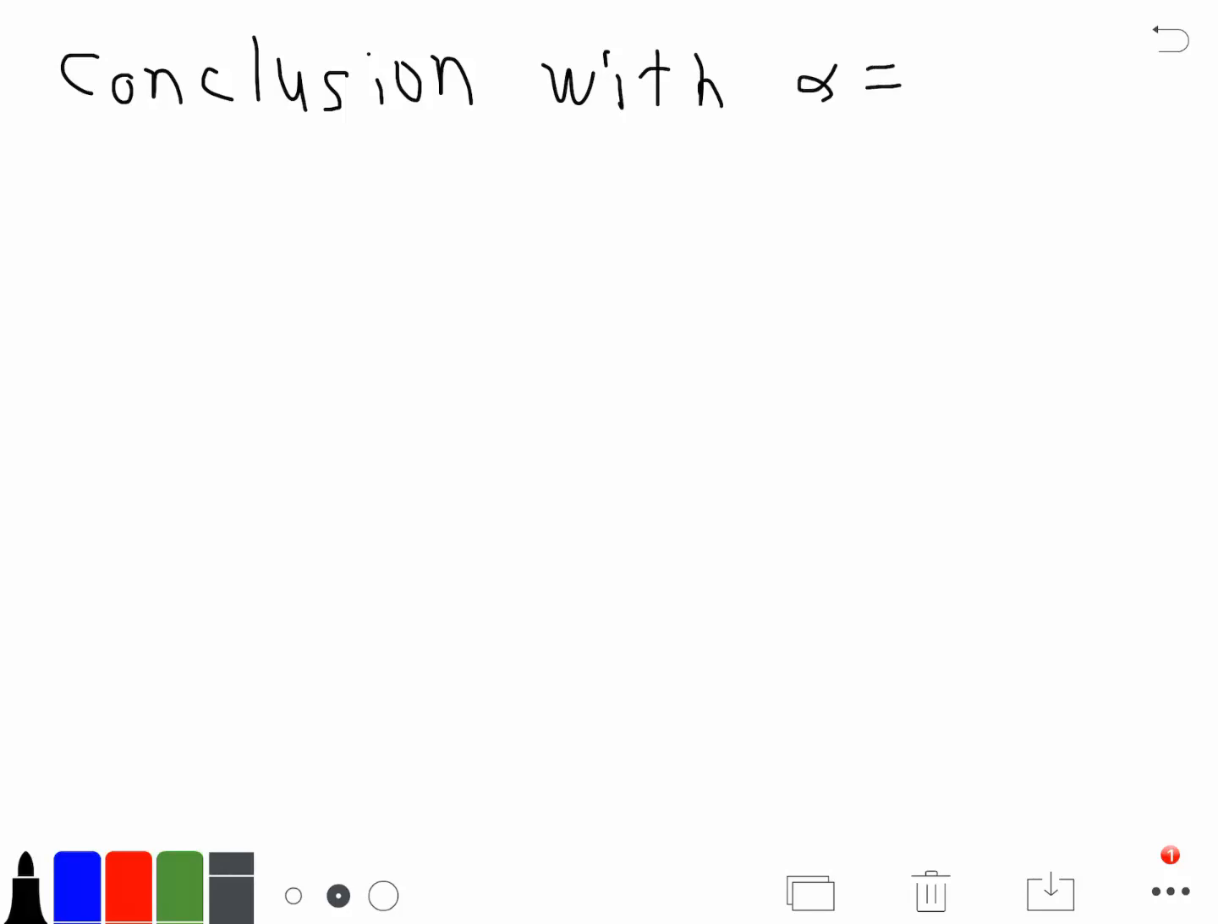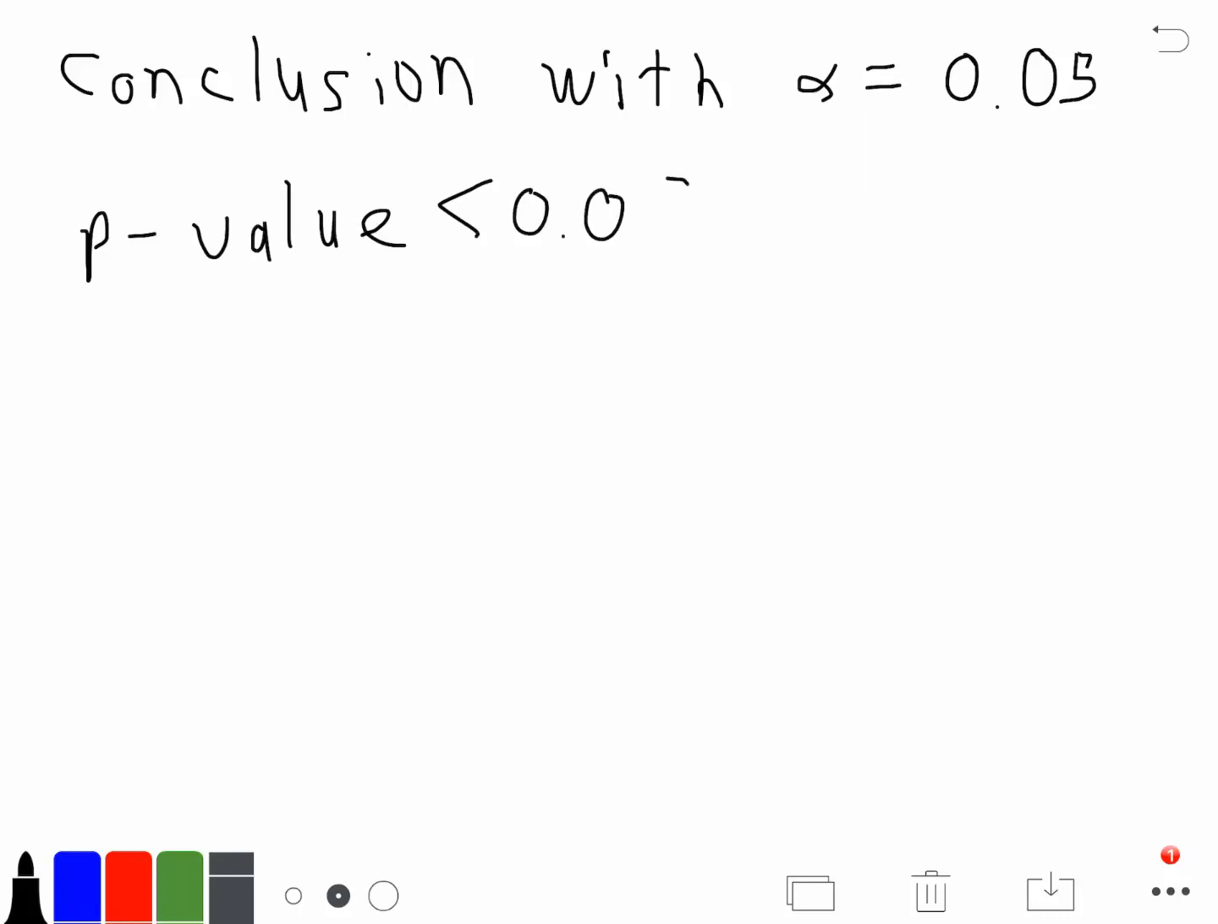Now remember, we're going to have two different conclusions here. We're going to have a conclusion when alpha is equal to 0.05. Let's go ahead and do that one first. Although we don't know exactly what the p-value is, we know it's somewhere between 0.02 and 0.05. So the p-value is less than 0.05, which is alpha. Forgive my terribly drawn alpha there. That was meant to be an alpha. Since p-value is less than alpha, we will reject H naught.